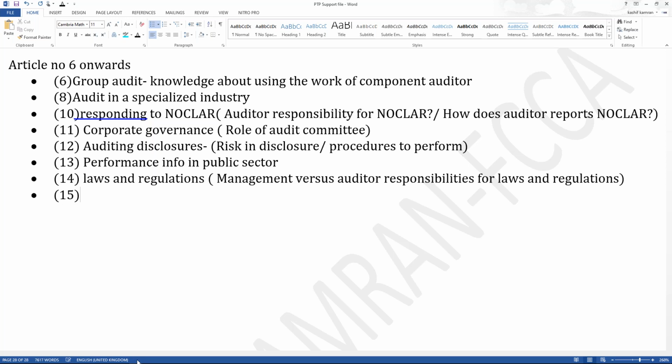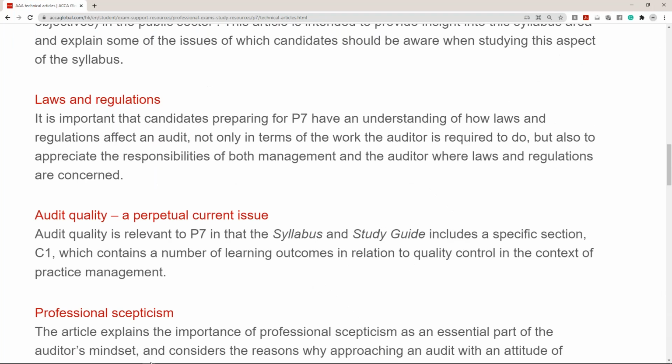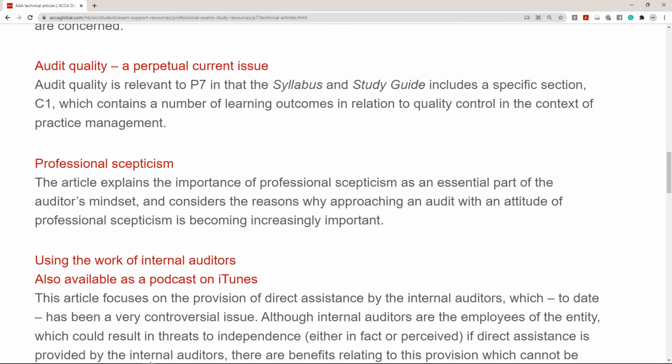15th article. Let's see. What is that? Audit quality, a perpetual current issue. I think this was not a knowledge article. This is an application article, right? Where you need to apply; quality control was discussed on day two. It is all application, no rote learning, right? So I cannot consider this article as one to read. I've recommended this article, but I'm currently trying to focus on those articles which can give you a lot of knowledge and can help you in the exam paper.